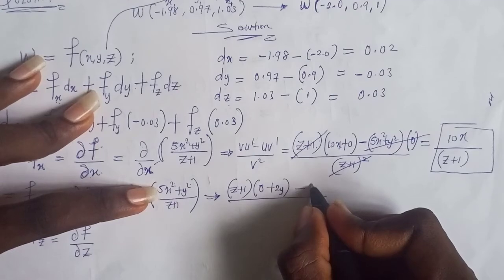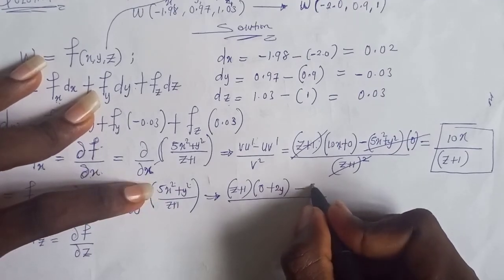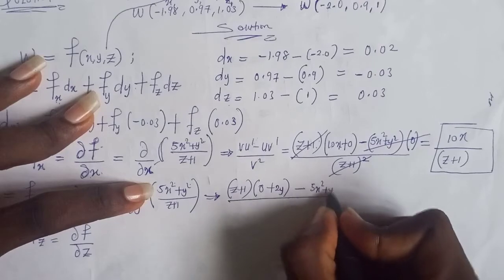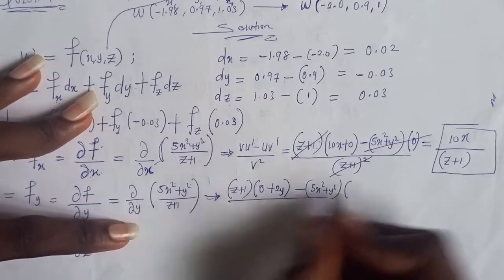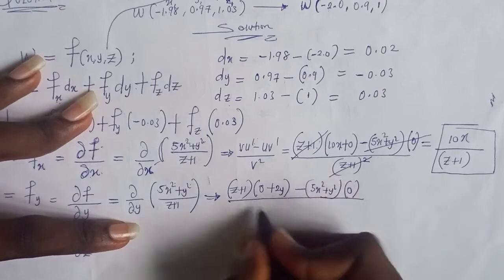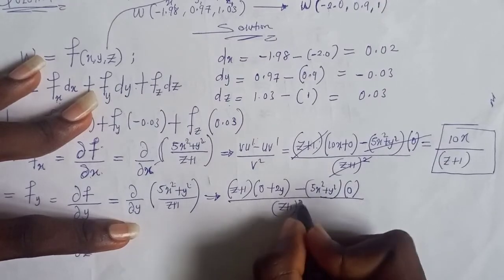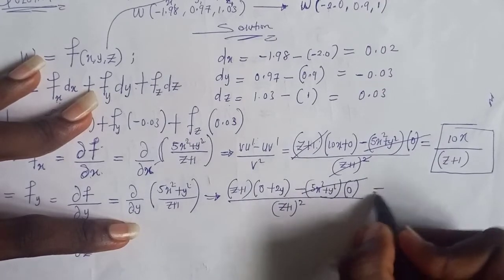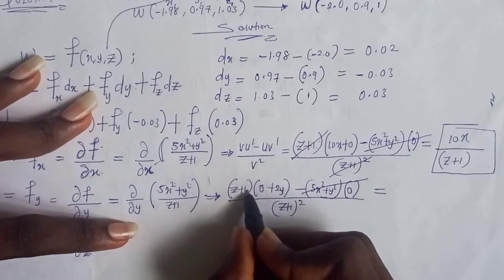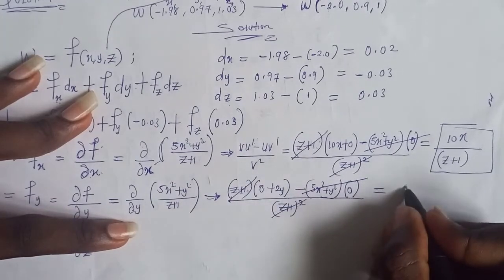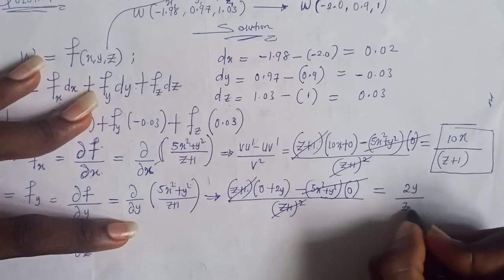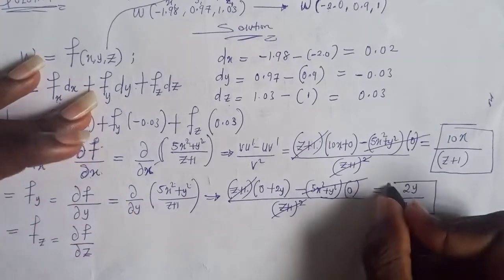U is 5x squared plus y squared. And then v prime is differentiate this thing partially with respect to y. There's no y to differentiate, and then it becomes 0. So all over v squared. So similarly, all this becomes 0. Whatever I have left now should be 2y of z plus 1, and z plus 1 will cancel one of this. I'll still have z plus 1 left here. So whatever I have left now should be 2y over z plus 1. So that is fy.